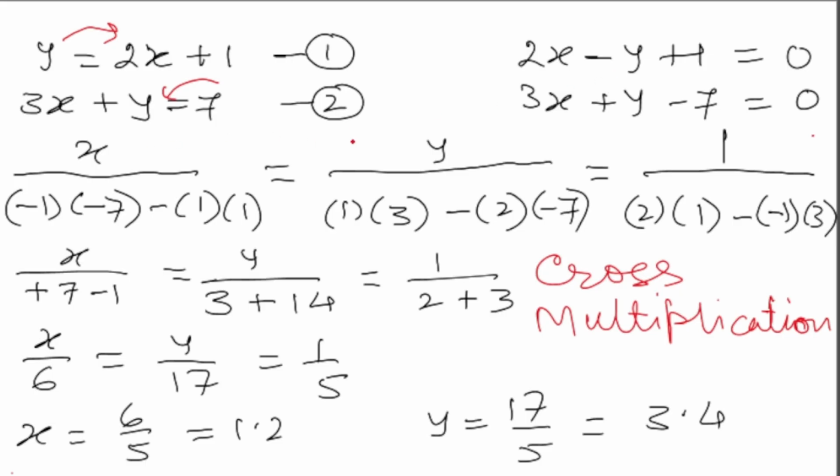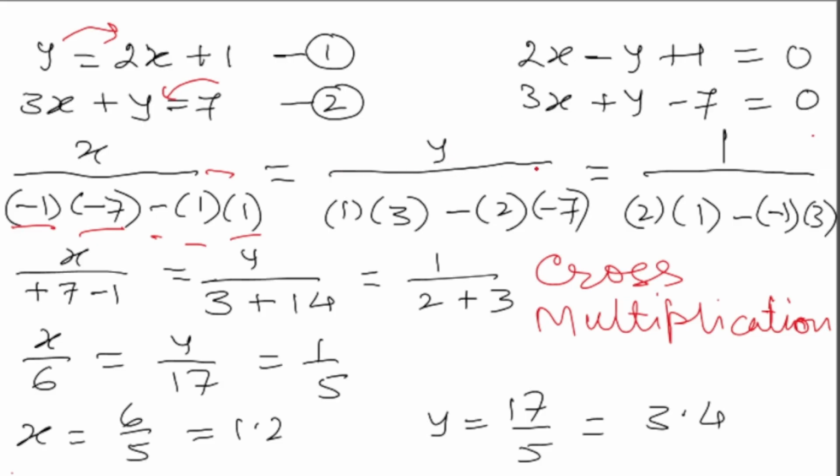Now put x, y, and 1. And under these, when we take x, we'll leave the coefficient of x and we'll multiply the coefficient of y by the constant value minus 7. That means minus 1 into minus 7, and then minus sign, and then the coefficient of y into the constant. That means 1 into 1. So this is 1 into 1.